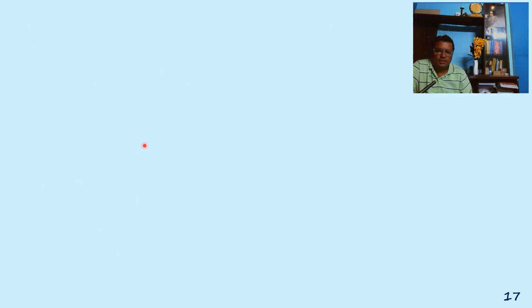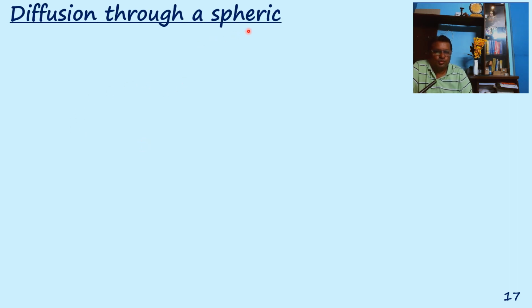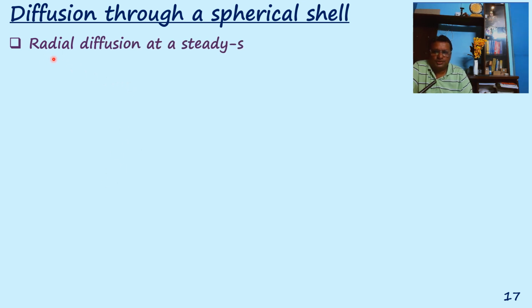Okay, now let us discuss the last case. And what is that? Diffusion through a spherical shell, or diffusion through the wall of a sphere. So we are going to discuss radial diffusion at steady state through the wall, diffusion in the radial direction. In the previous case, diffusion through the cylinder wall, that was also in the radial direction, so that was also radial diffusion. This is also radial diffusion. So radial diffusion at a steady state will be discussed.